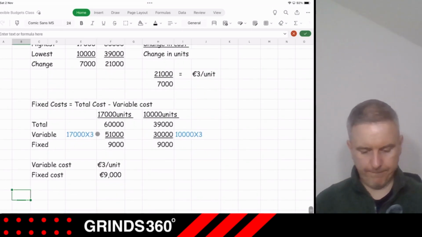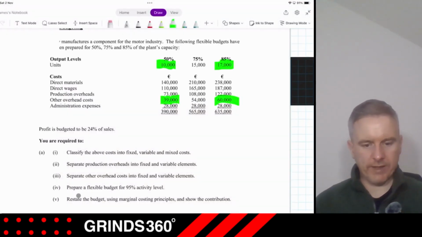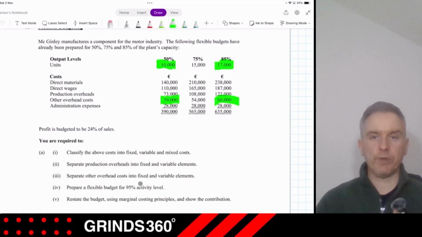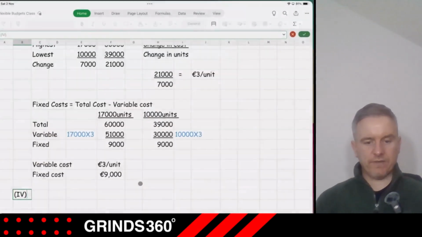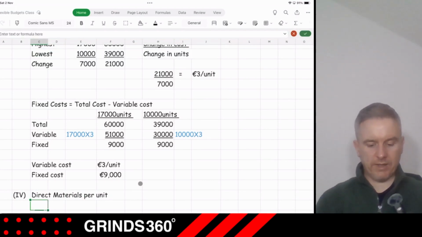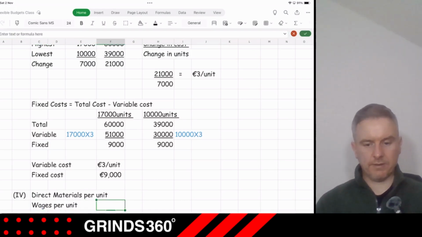Okay, part 4 then. So what are they looking for here? So if we go back, they're asking us to prepare a flexible budget for 95% activity level. So there's a couple of things that we need to do here. It seems like a really straightforward thing, and it is fairly straightforward, but there's a couple of things we need to do in advance, okay? So the first thing I would say is get your direct materials per unit. Get your labor per unit, or I think it's wages they use here. Okay, that would be my first thing I would do.